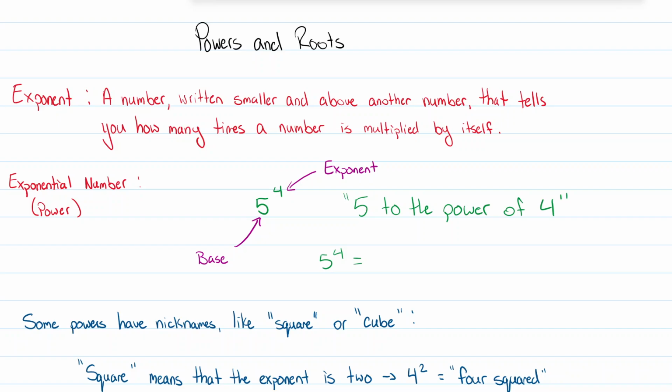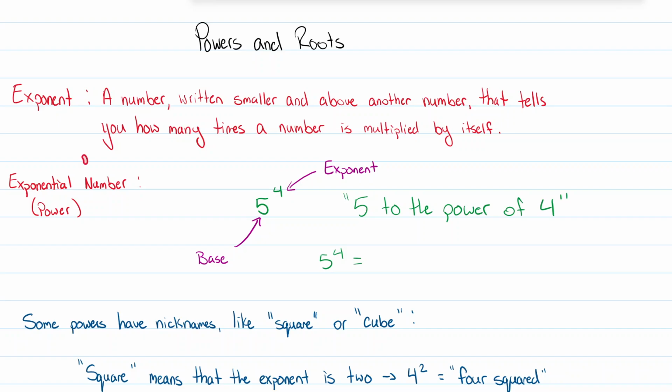So, an exponent is a number written smaller and above another number that tells you how many times a number is going to be multiplied by itself. So it's one of these little numbers, written right above a bigger number, and it tells you how many times that bigger number is going to be multiplied by itself.